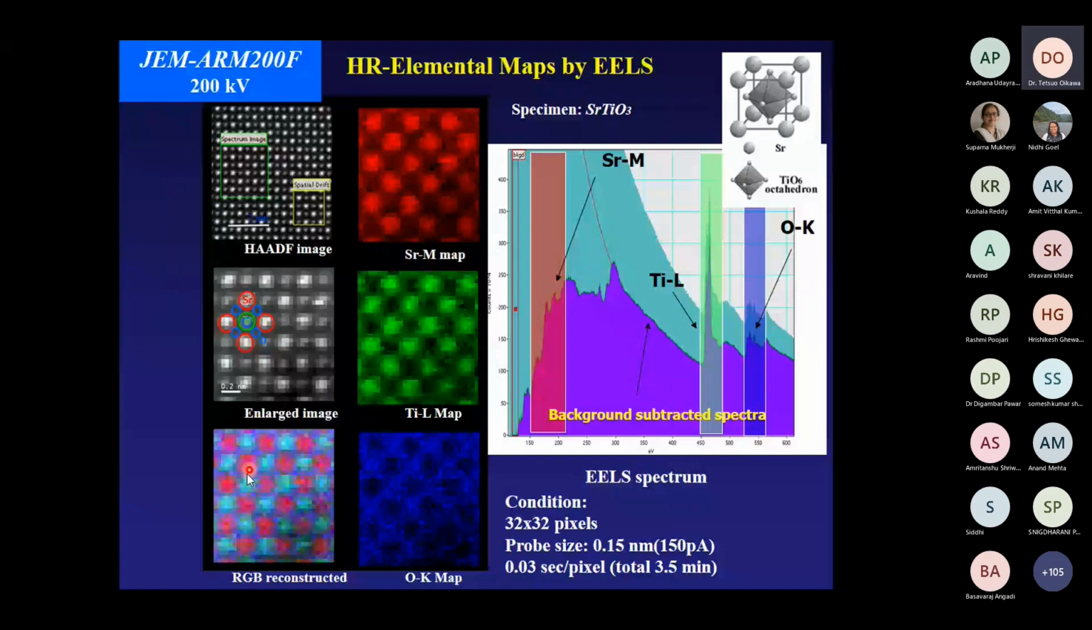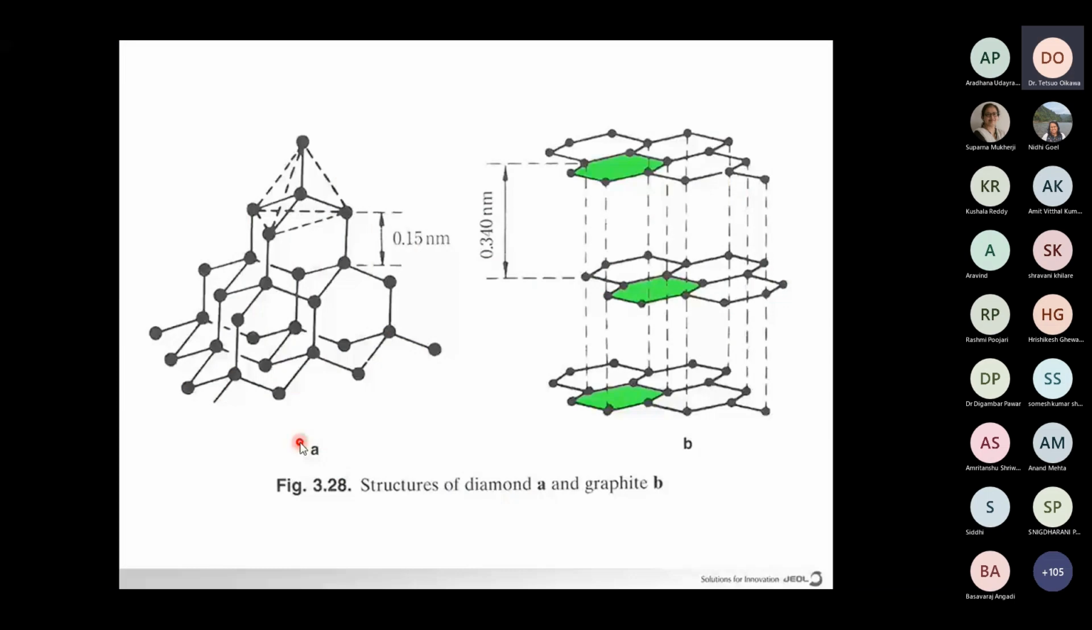As atomic resolution condition, we can observe the elemental information clearly. This is the current status of aberration corrected EELS elemental analysis. And also owing to the higher energy resolution of EELS, we can observe not only the elemental information, but also chemical bonding state.